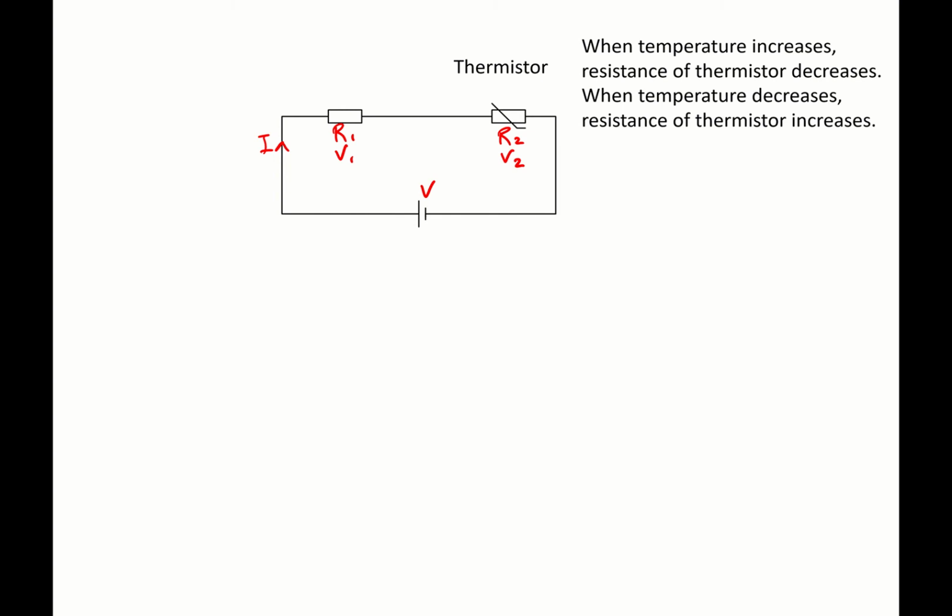Like other questions, the current flowing through the circuit will always be constant. Now when we say always be constant, it doesn't mean that the value doesn't change. What it means is that the current flowing through R1 is equal to the current flowing through R2. That's all it means. And using this idea, we can form the equation I equals V1 over R1 and I equals V over R1 plus R2.